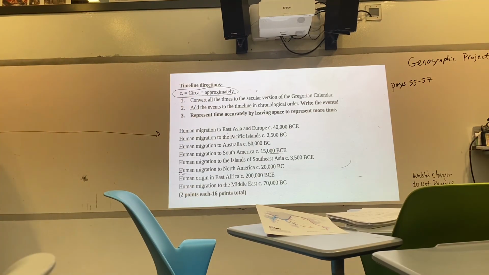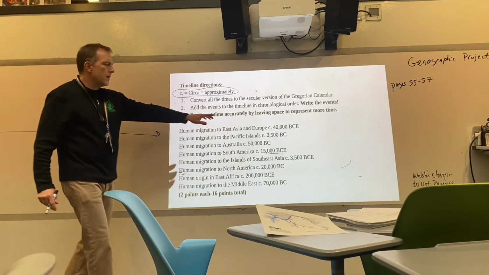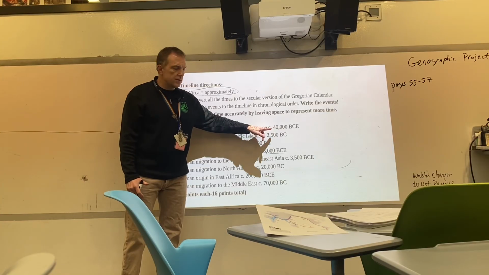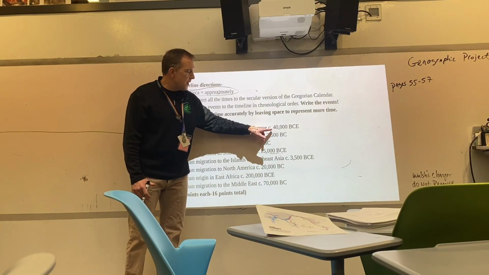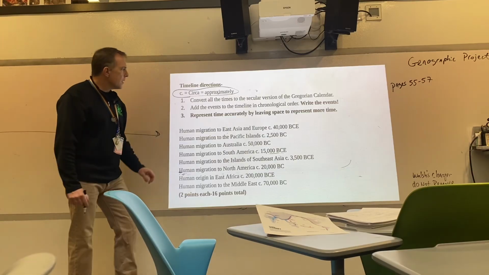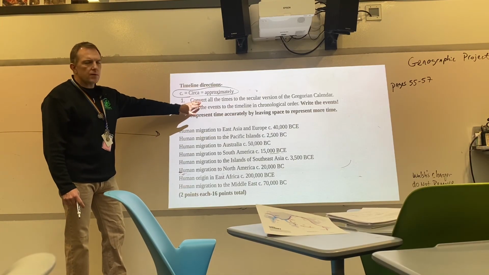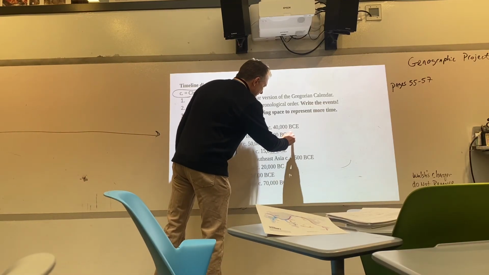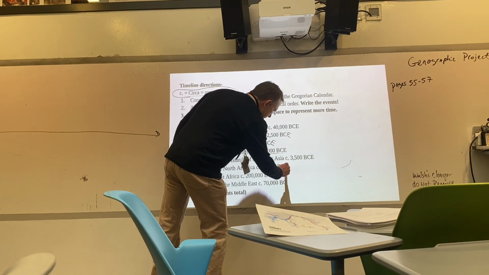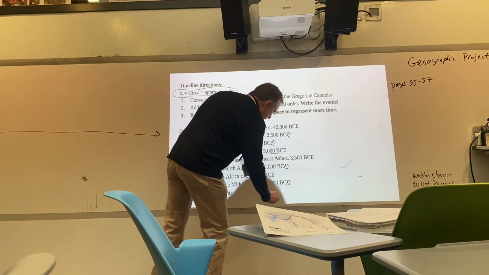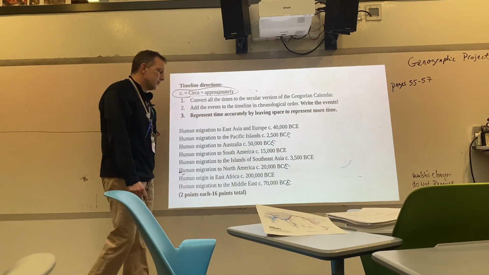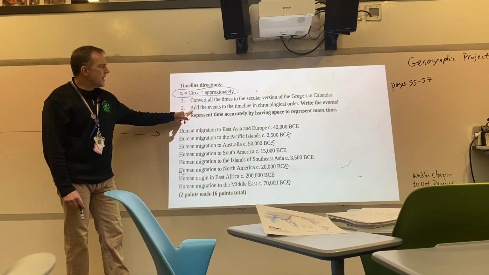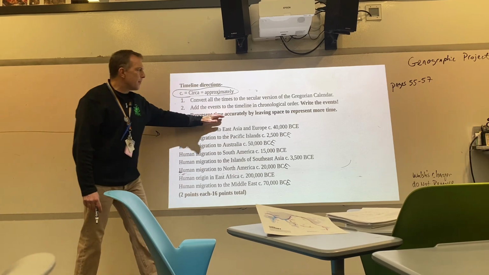So, every time you write a time here for this timeline, you write circa first. Lowercase c and a dot, period, right? That's it. And then it says convert all the times to the secular version. That's easy. We know how to do this. Don't forget it. BCE, BCE, BCE, BCE. There's no AD or CE on this timeline. So everything should be BCE.